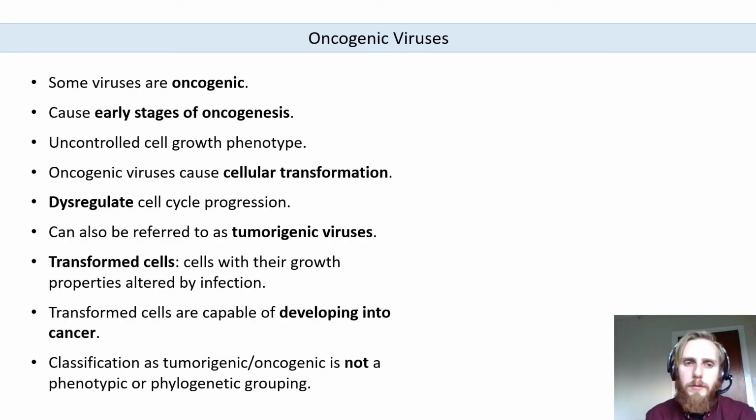So we refer to viruses that cause cancer as oncogenic. We talk about the oncogenic viruses. We can also refer to them as tumorigenic viruses. Again, genic meaning the origin of something, onco meaning cancer, tumor meaning tumors. So whether we're saying oncogenic or tumorigenic, we're talking about viruses that induce cancer.